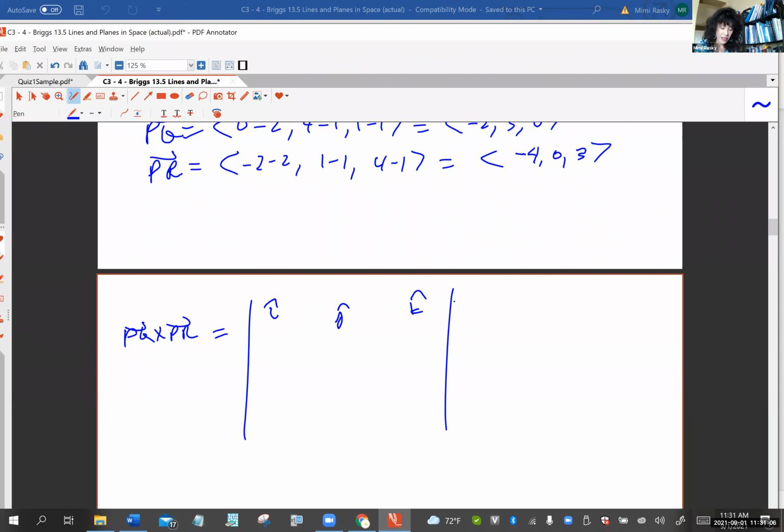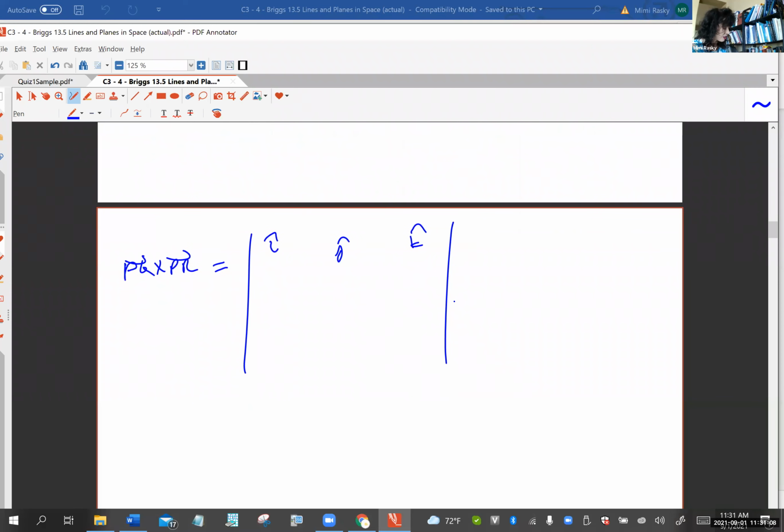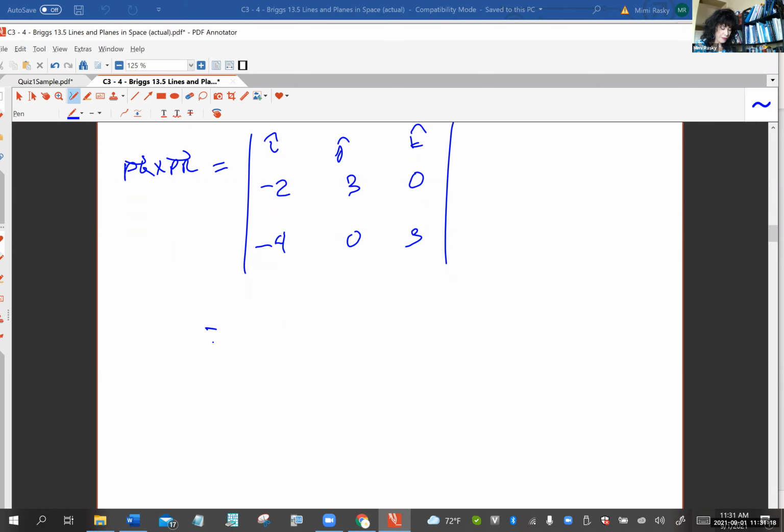All right, so I'm going to use my 3x3 determinant method. i hat, j hat, k hat across the top row. PQ's components in the second row: -2, 3, 0. PR's components, -4, 0, 3, in the bottom row. And then, well, this is so tedious. I know, but show me all the work. Everything that I do in lecture, I expect to see on your papers.